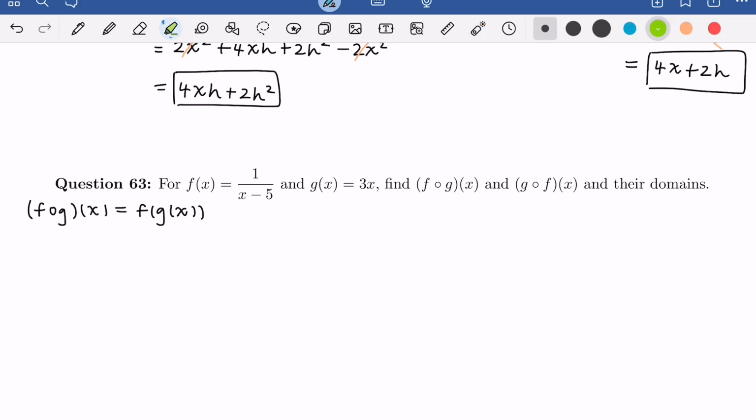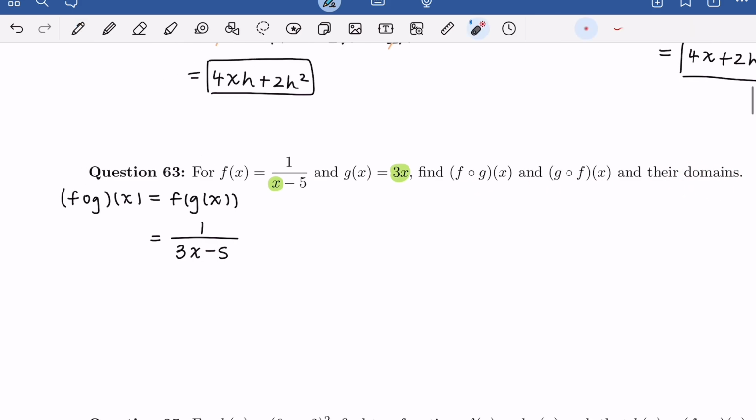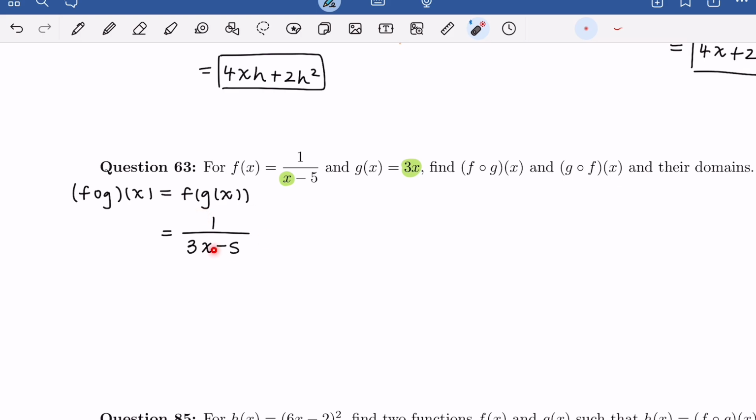So if g of x is equal to 3x, we're going to plug in 3x wherever we see an x in our function f. So f of g of x is going to be 1 over 3x minus 5. All right, and we also want to find the domain for each of these. So again, we're looking at a rational expression in this case.